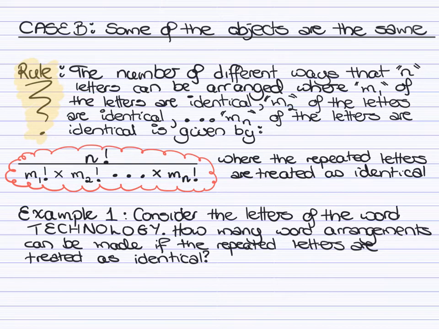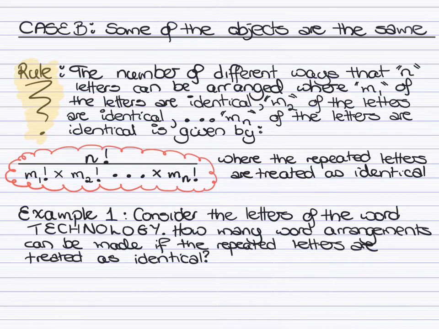The number of different ways that n letters can be arranged, where m1 of the letters are identical, m2 of the letters are identical, and mn of the letters are identical, is given by n factorial divided by m1 factorial multiplied by m2 factorial times mn factorial, where the repeated letters are treated as identical.